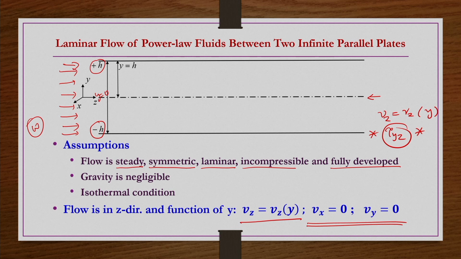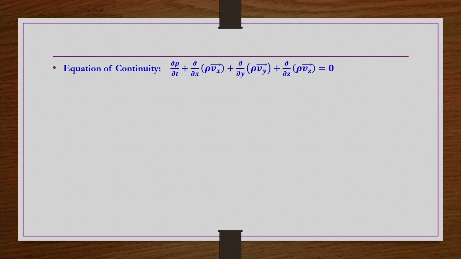Now, having enough understanding about the geometry and the restrictions of the problem, we can go to the simplifications of the conservation of mass and conservation of momentum equations. So, we are going to simplify the continuity equation, and then the momentum equations. The geometry is in Cartesian coordinates, so the continuity equation in Cartesian coordinates is given here. This is the continuity equation that we have already derived.